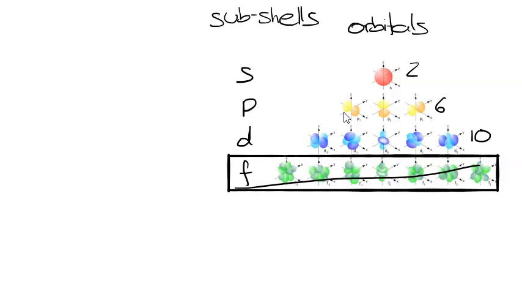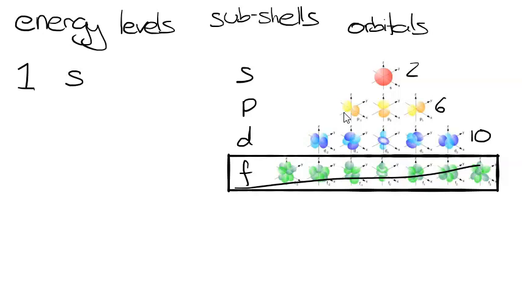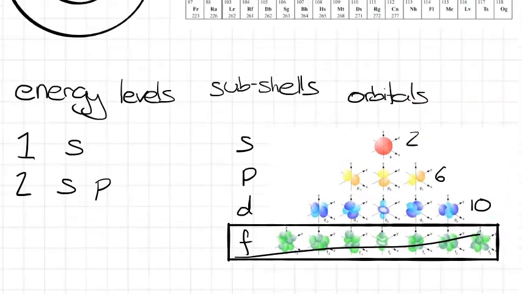The other thing that we need to know is that with our energy levels, so which period an atom is in, there are different subshells within each energy level. So energy level number 1 has just got the S subshell, that's it. Energy level number 2 has got the S subshell and the P subshell, and that's making sense if we look at the periodic table again.